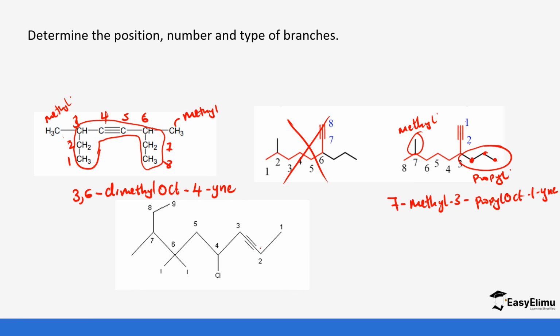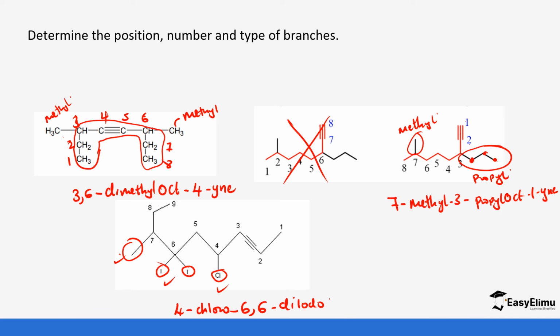And then let's name this one. So we have a chloro, iodo, and a methyl. When we start naming, we start with chloro, then iodo, and then methyl. Chloro is at carbon number 4, so it becomes 4-chloro. And then the iodines are both at number 6, so one is at number 6 and the other one is at number 6. Since they are similar, it becomes diiodo.